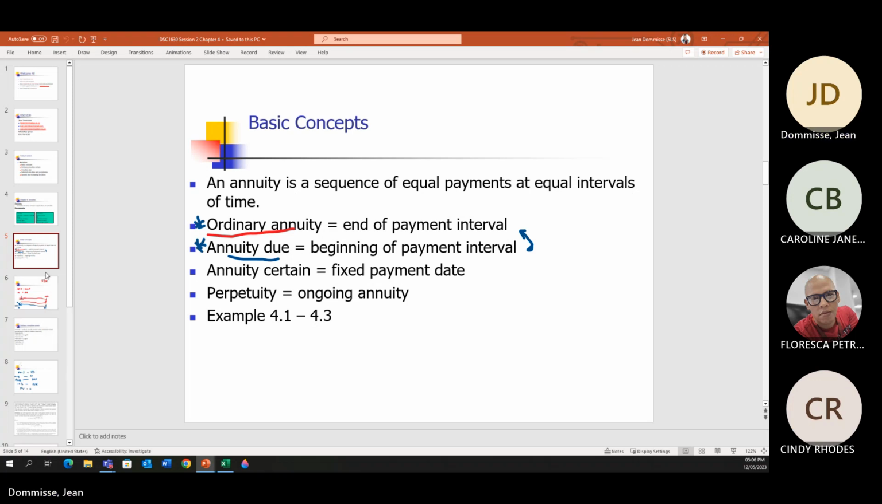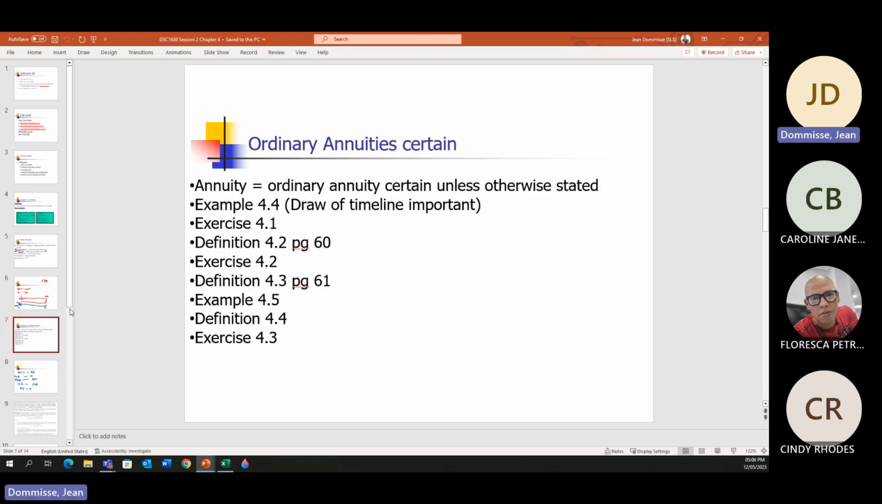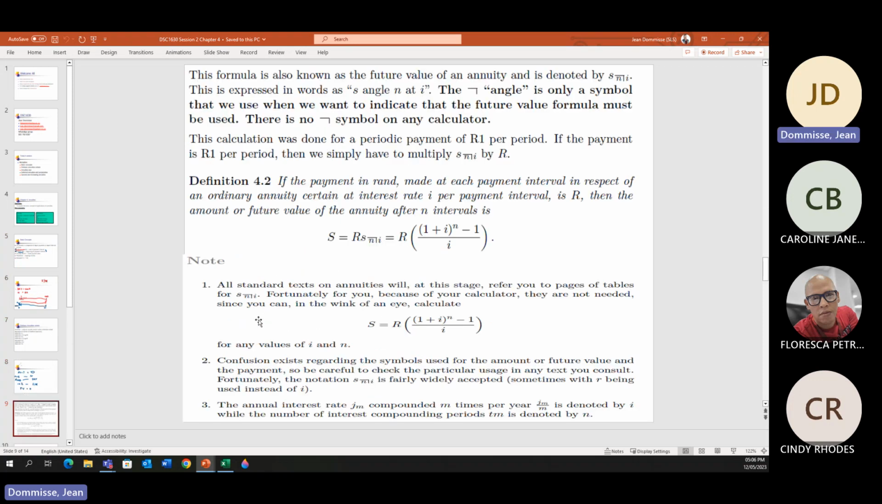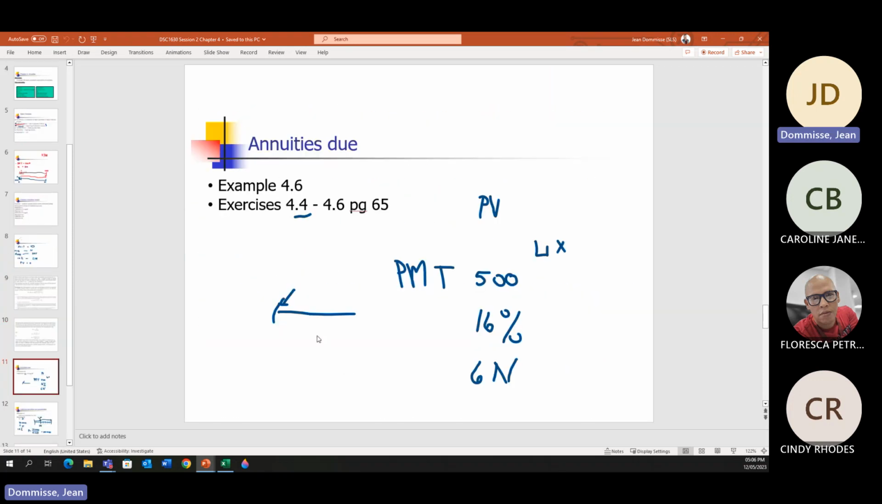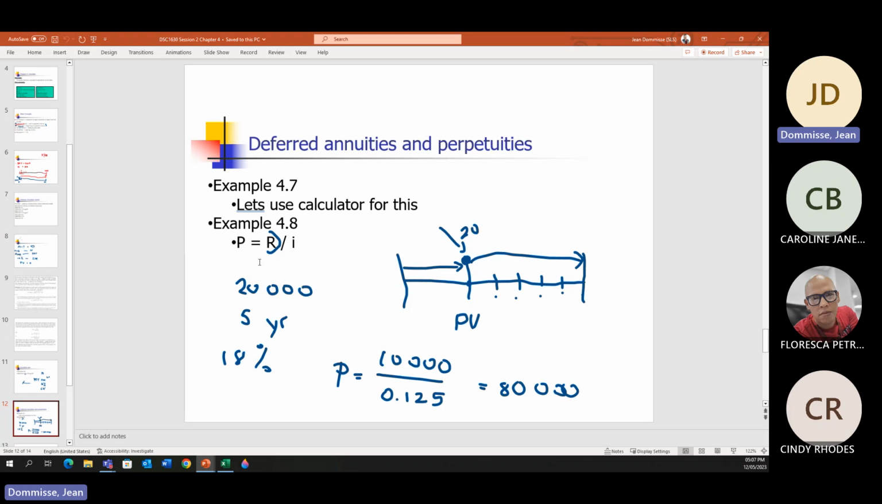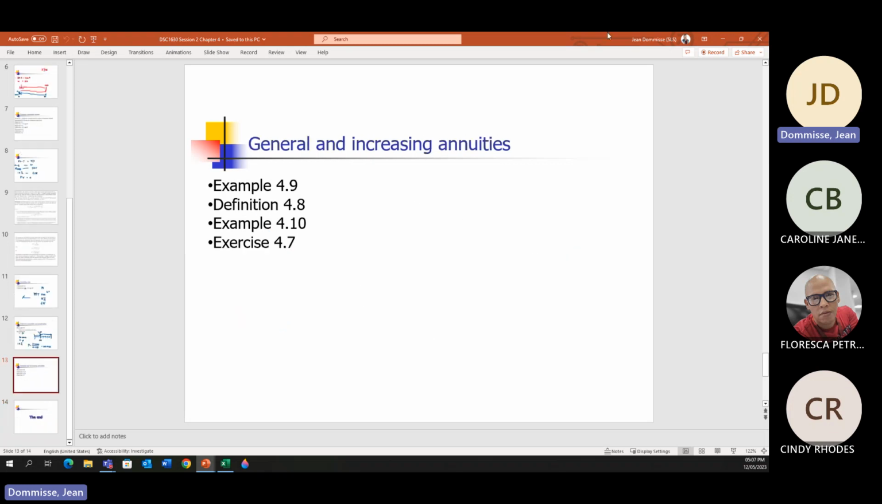Then what else did we do last week? I think we looked at payments per month, and we looked at perpetuities. So that was everything last week.